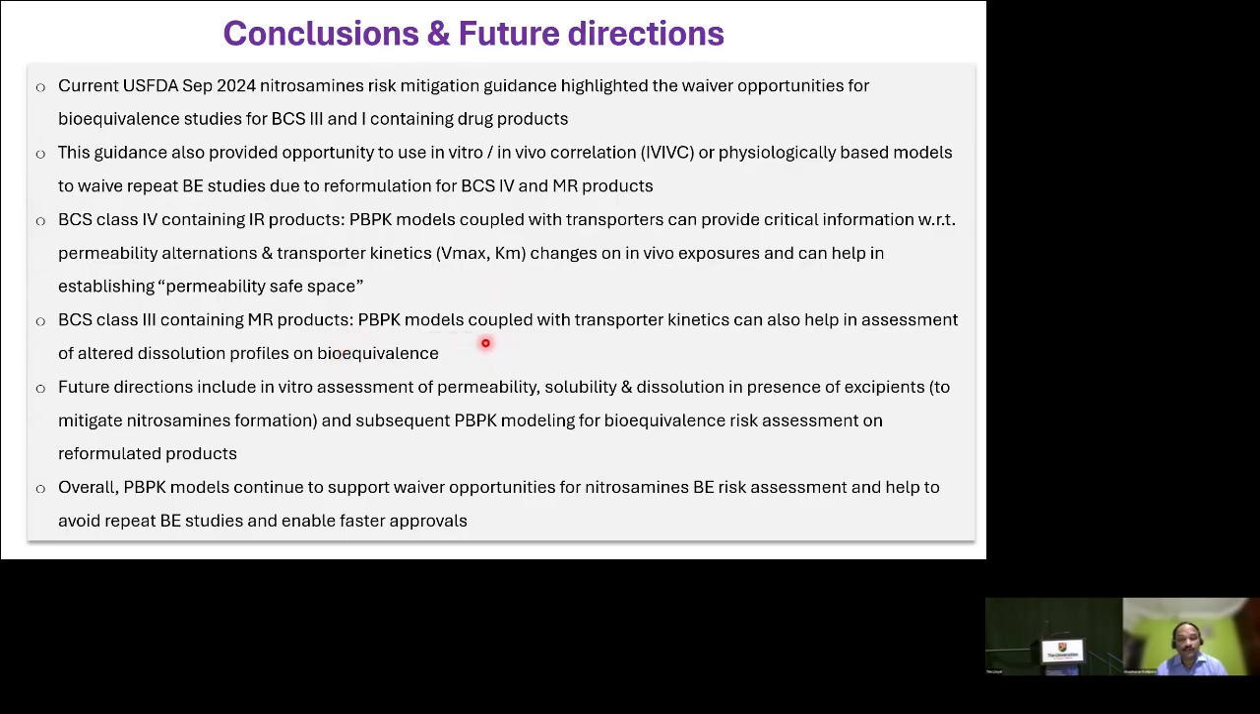And in the case of MR products also, we have seen the utility of PBPK modeling coupled with transporter kinetics. And further, as I have mentioned, the future direction of this work includes actual permeability, solubility, and dissolution impact, and integration of this data into the modeling in order to have a full-fledged PBPK model. Overall, PBPK modeling continues to support the waiver opportunities for nitrosamine BE risk assessment, helps avoid repeat BE studies, and can enable faster approvals.